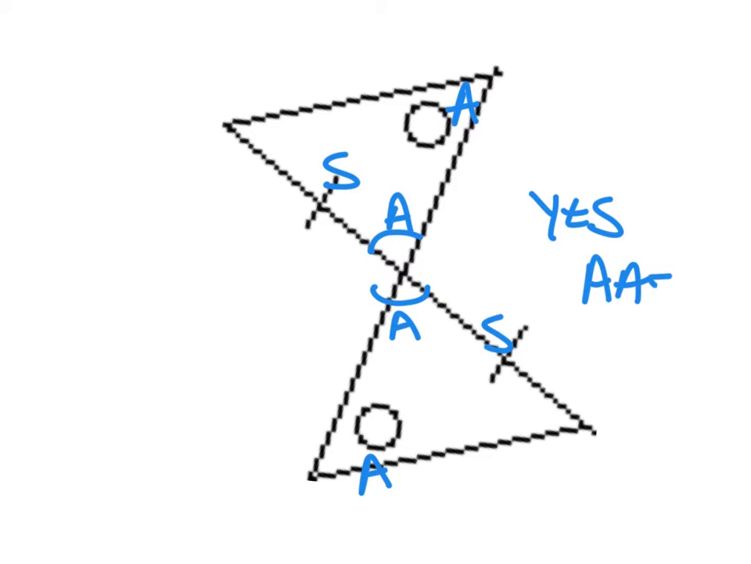Marking up this diagram, we have the vertical angles. So moving around the triangle, we have angle, angle, side. So this is yes, the two triangles are congruent by the angle, angle, side theorem.